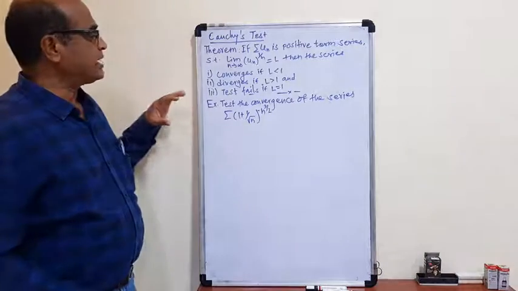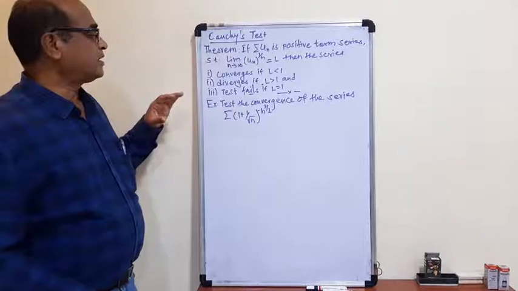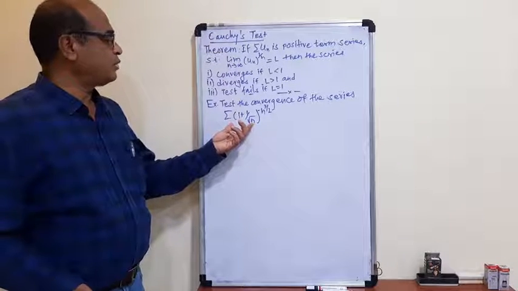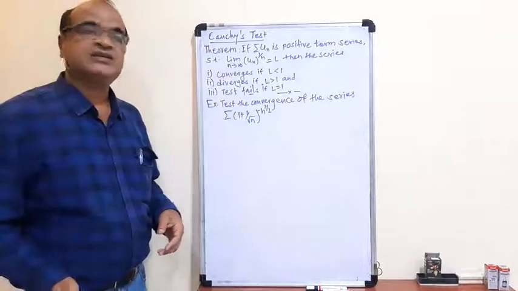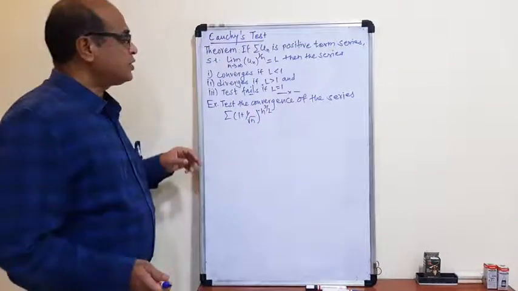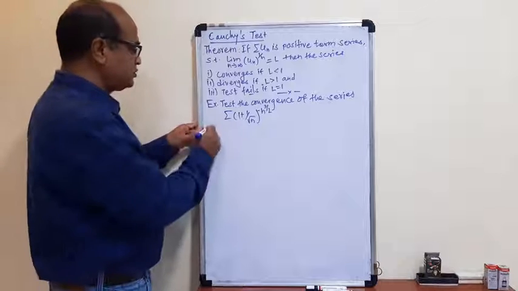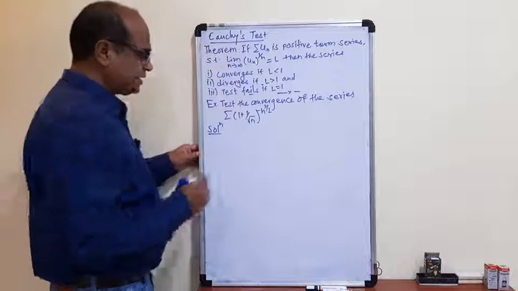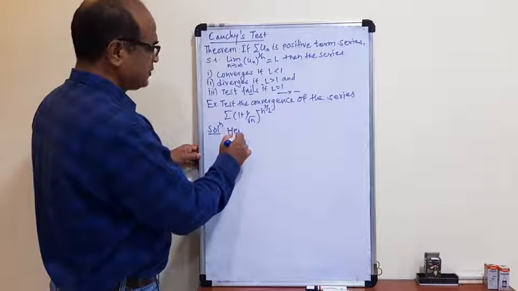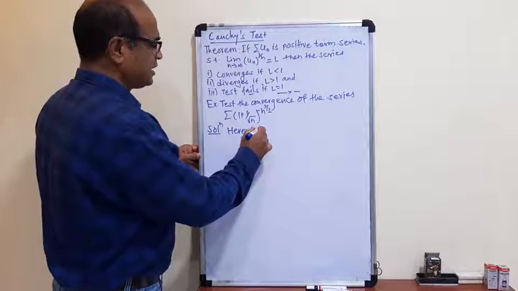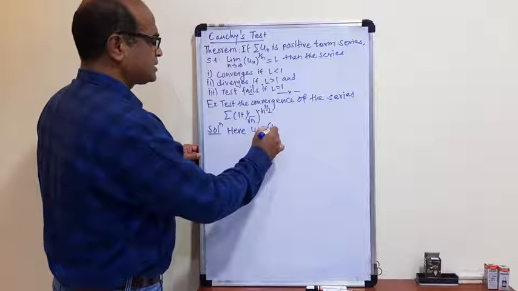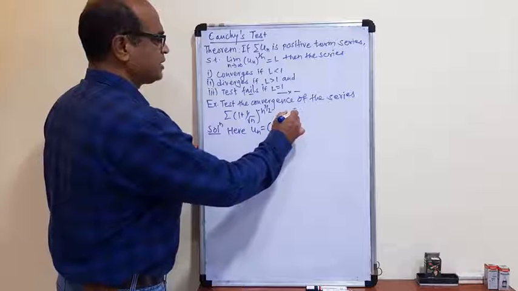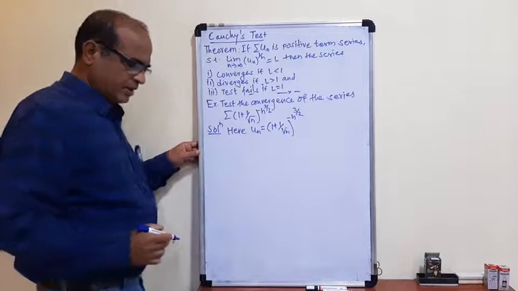So we now take the example: test the convergence of the series summation (1 plus 1 upon root n) raised to minus n raised to 3 by 2. We solve this series by using Cauchy's test here. So un, the nth term of this series, is (1 plus 1 upon root n) raised to minus n raised to 3 by 2. Okay, so this is a very simple one.